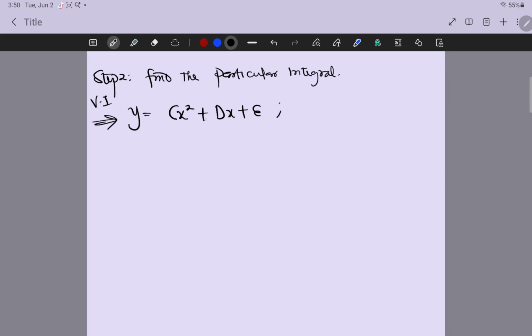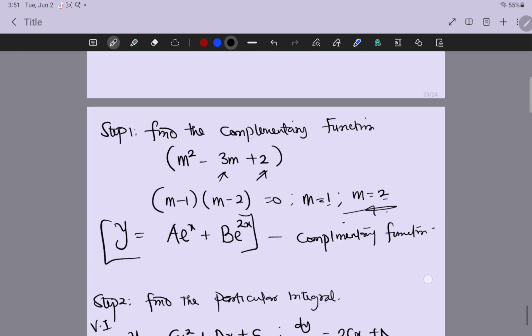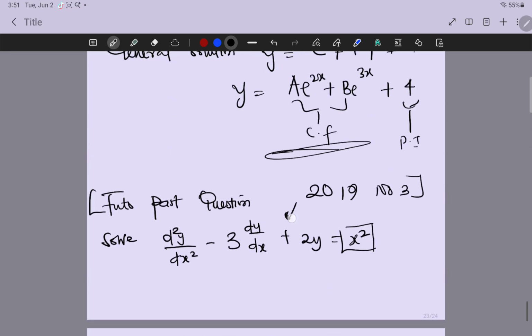Now, let's differentiate this. If you differentiate this, the dy over dx of this is 2cx plus d, right? Now, the d squared y over dx squared is 2c. Is that not? So it means that if we substitute this back into the equation itself, which is the equation given.